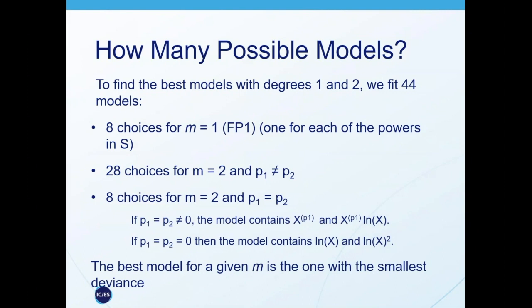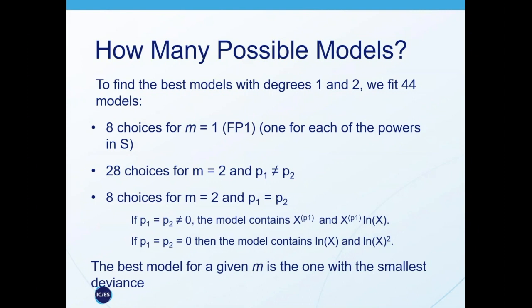We have another 28 choices if we are going to choose 2 powers from that set of 8 powers, and we're not going to allow the 2 powers that we choose to be the same. So we might choose a square and a cube. We might choose -1 and a cube, but we're not going to choose the same power twice. And then we have 8 more choices where we do allow the same power to be selected twice.